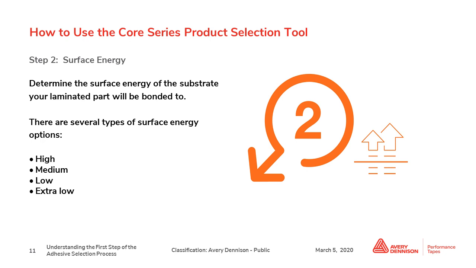We have 4 different types of surface energy. We have high, medium, low, and extra low. And in our selection tool, you'll see that there is a long list of different materials that you can find what type of surface energy it fits for, and then based off that, you can help select what adhesive would be best for the end-use substrate.